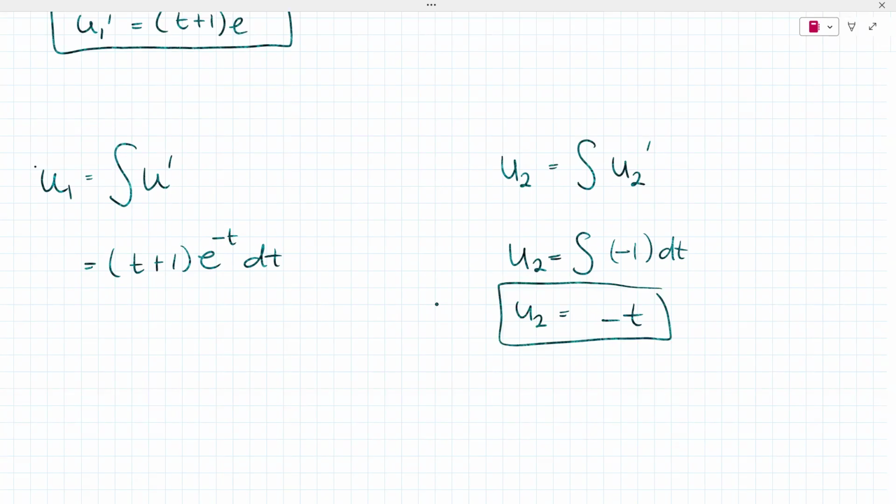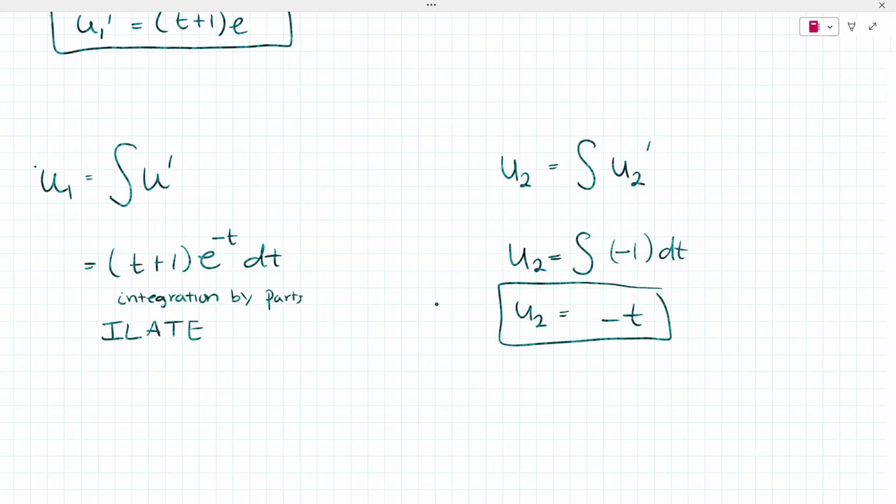Now, this one's a little bit more different. Should we use u substitution? I don't think it will work. No, it would not work. Since we're multiplying two things, we're going to do integration by parts, or LIATE.